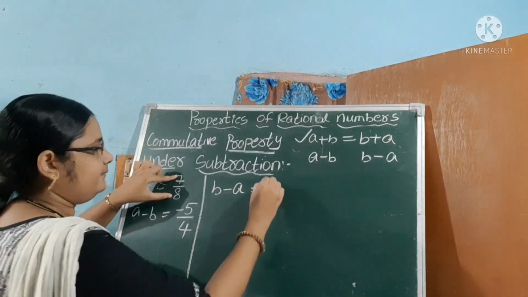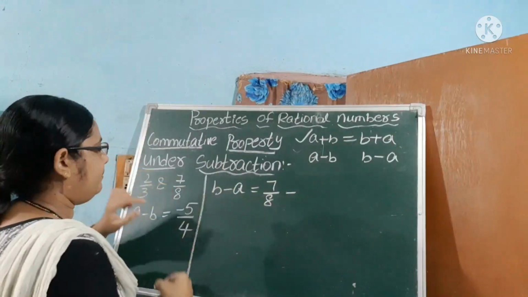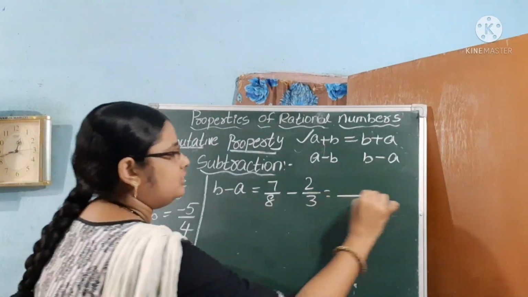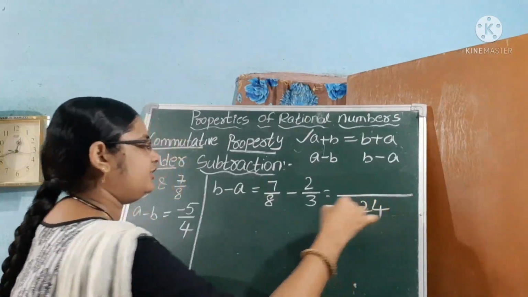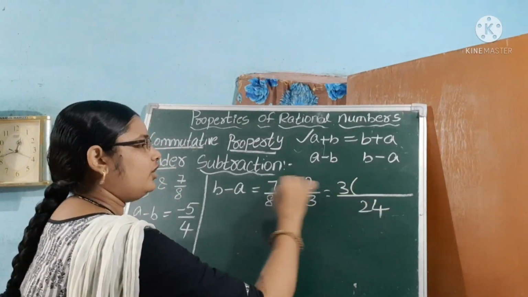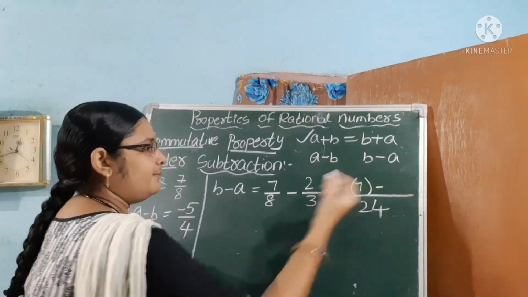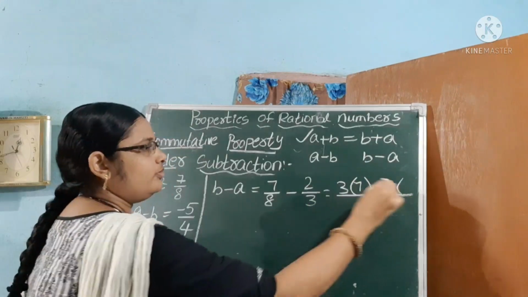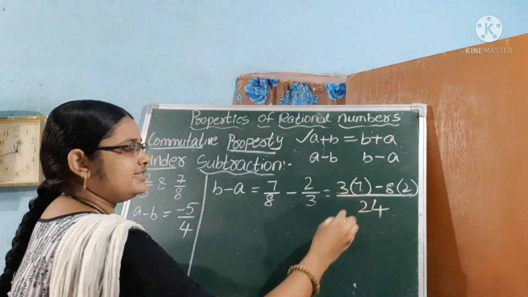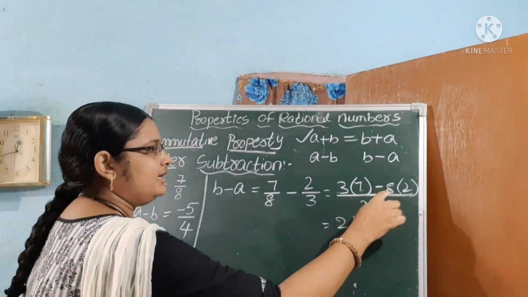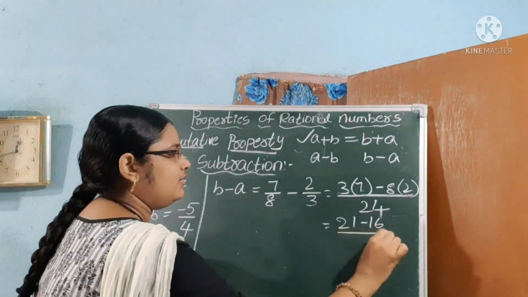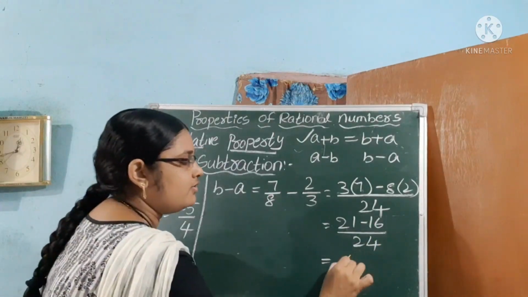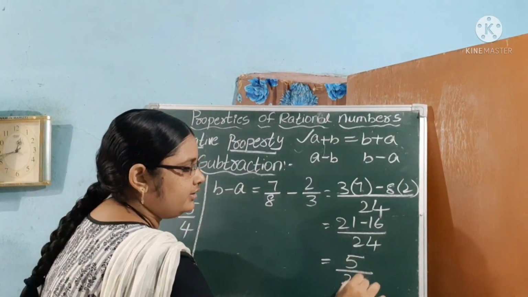What's the value of B? 7 by 8. Minus, what's the value of A? 2 by 3. So the LCM is the same, 24. 8 3s are 24 in the numerator, and 3 8s are 24 in the numerator. 3 7s are 21 minus 8 2s are 16, by 24. So 21 minus 16 is 5 by 24.